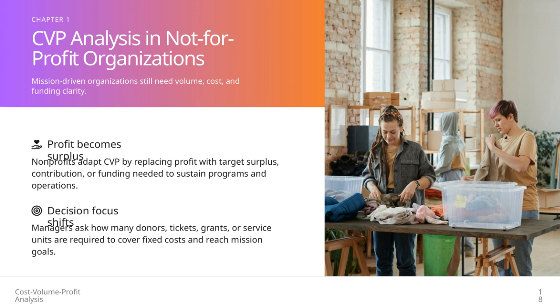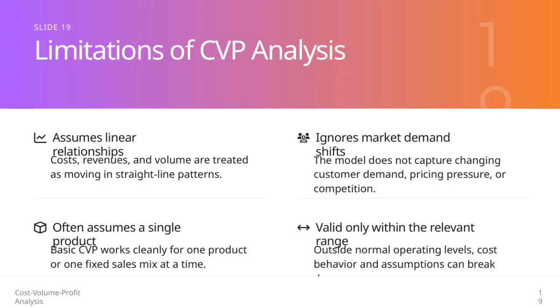It's all about aligning financial clarity with fulfilling their purpose. When we talk about the limitations of cost-volume profit analysis, there are a few important points to keep in mind. First, CVP assumes that relationships are linear, meaning costs, revenues, and volume all move in straight-line patterns. In reality, these factors can be much more complex and nonlinear.